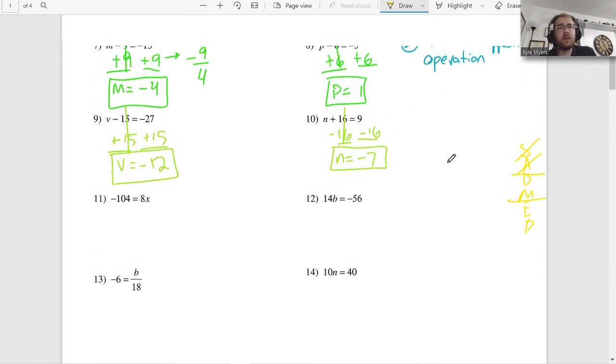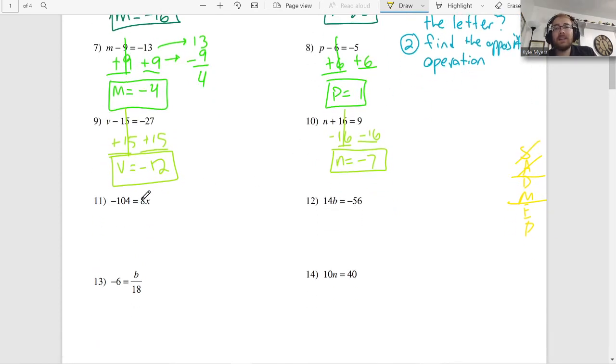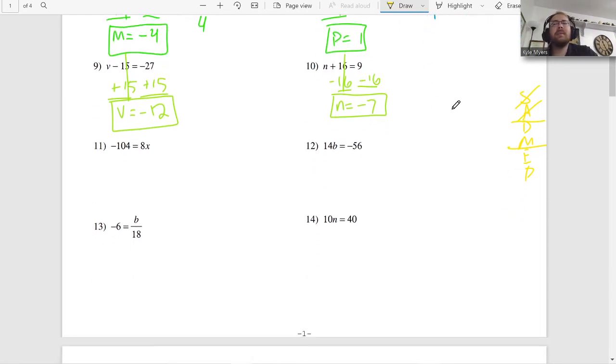The two steps were, one, figure out how the number is interacting with the letter. This time it's 8 times x. So then you find the opposite operation. What's the opposite of multiplying by positive 8? Dividing by positive 8. Right? You only divide by a negative if the number is already negative. Okay, so with adding and subtracting, you want the opposite sign, so it cancels. With multiplying and dividing, you want the same sign, so it cancels. Right? A little bit confusing on the surface, but once you get the hang of it, it's not so bad.